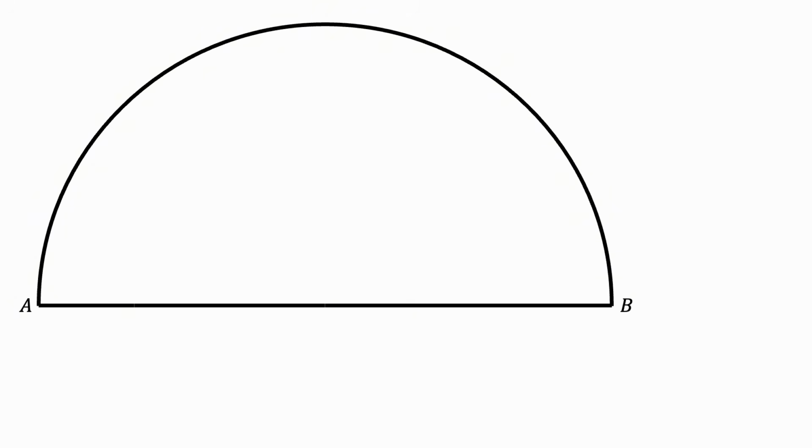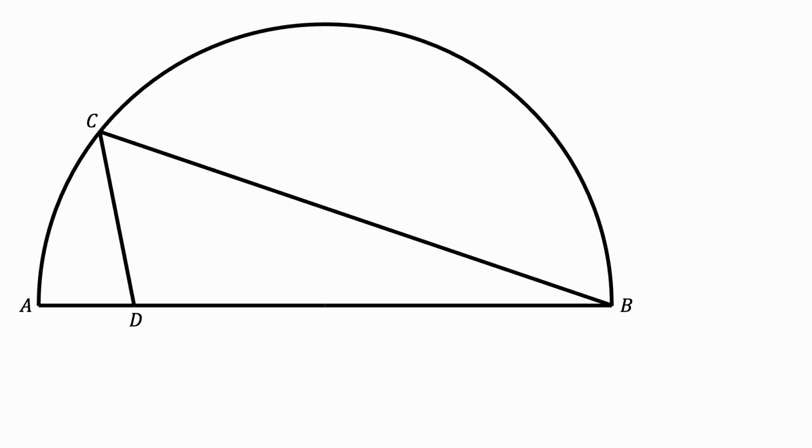In this video, we want to solve the following problem. Given a semicircle with diameter AB, point C lies on the circumference and point D lies on AB, with AD equals 4 and DB equals 20. In triangle BCD, angle BCD equals 60 degrees and CD equals X. The goal is to find X.